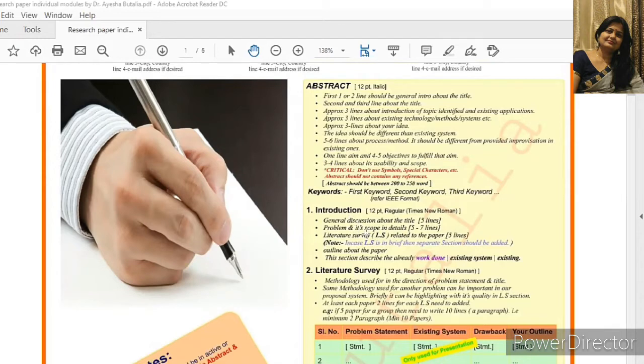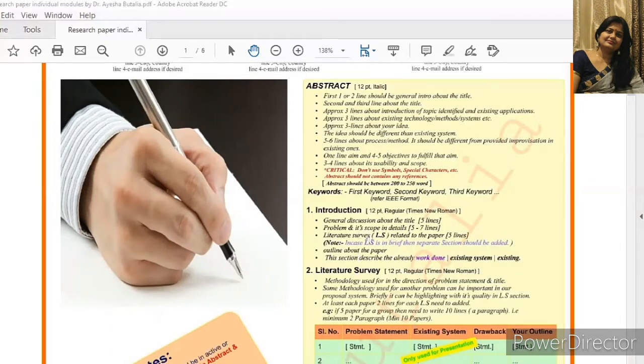If it is a short paper, you have to highlight the literature survey less and put more emphasis on your research work. In an introduction, there can be three paragraphs. The first can be a general introduction about the title, the problem and its scope. The second paragraph can be the literature survey, and the third paragraph can be the outline of the paper.